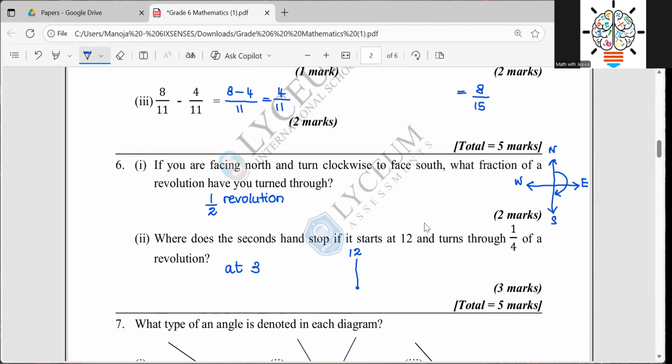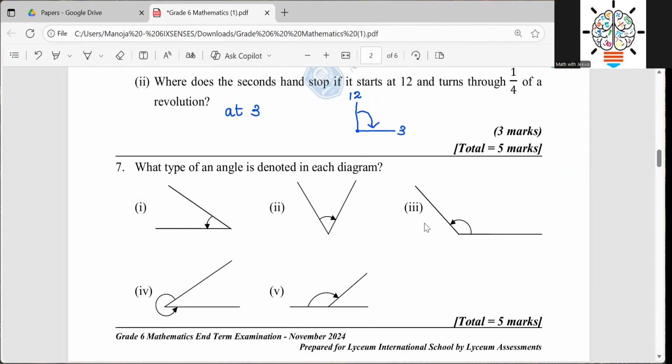Right here. Then you have the quarter revolution. This is 3. And this is the quarter revolution. Okay, this is a half revolution because earlier it was facing north and turned clockwise to face south. So that means half a revolution. And when you move a quarter revolution, it moves from 12 to 3, right? Okay, so then we will move to the next one.